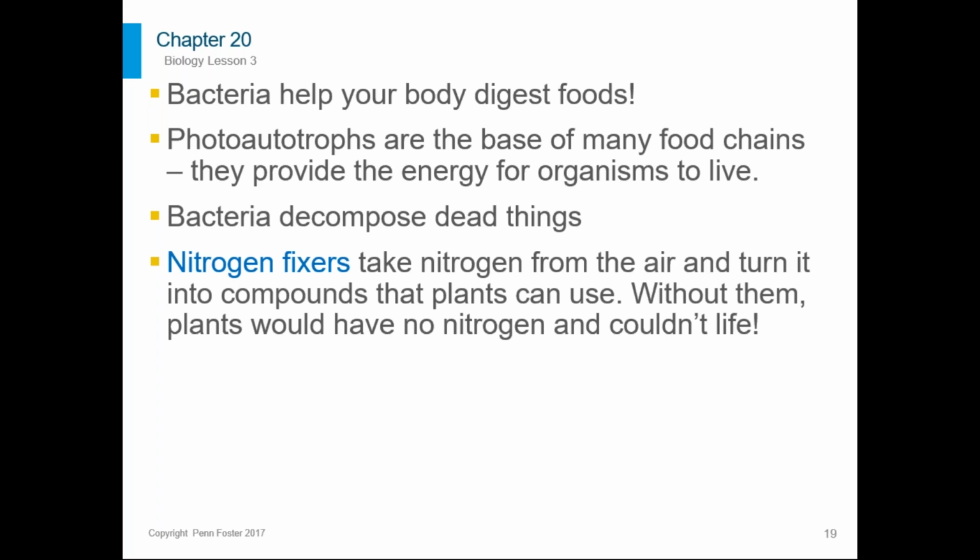Another important thing they do is make nitrogen useful. There's bacteria called nitrogen fixers that take nitrogen from the air that no living things can use except these bacteria, and they turn it into compounds that plants can use. So without them, the plants would have no nitrogen and couldn't live. So these nitrogen fixers are really important to make nitrogen into a form that plants can use to live, and then we can eat the plants and keep on living.